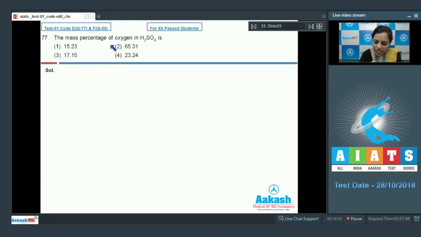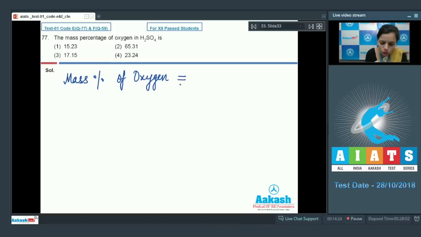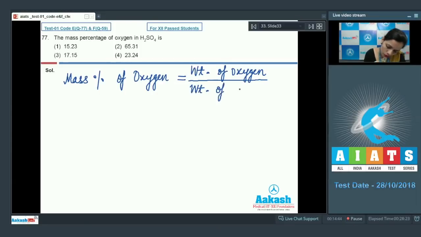Question number 77. The mass percentage of oxygen in H2SO4 is. In this question, we have to find out the mass percentage of oxygen in this compound, which is H2SO4. To find out this, you should divide the weight of oxygen by the total weight of H2SO4. Basically, in this case, mass is not given. You should take the molecular weight of H2SO4. So, it is divided by weight of H2SO4 into 100, because we need to find out the percentage.